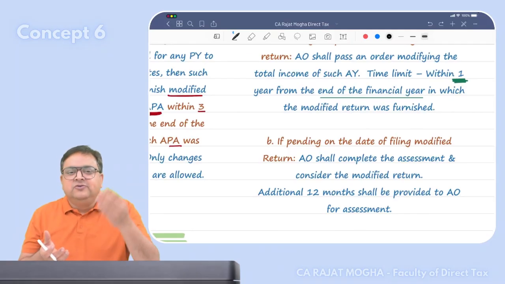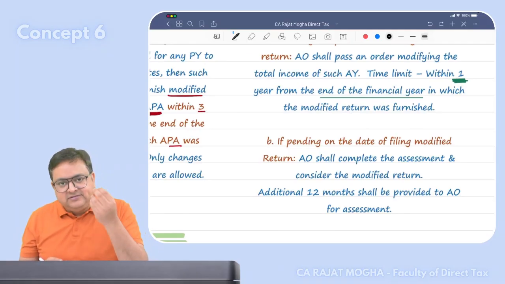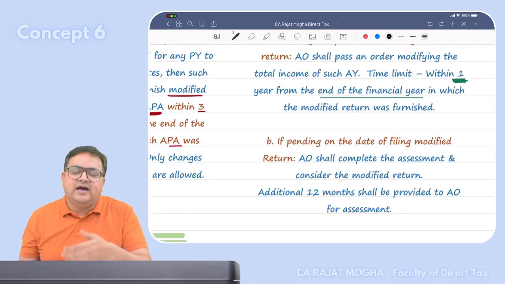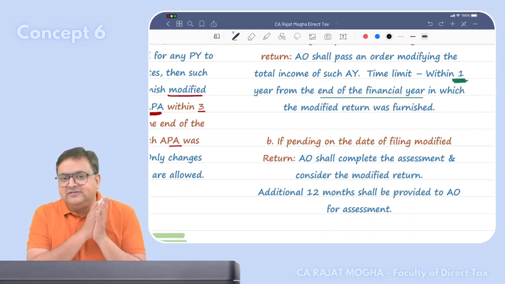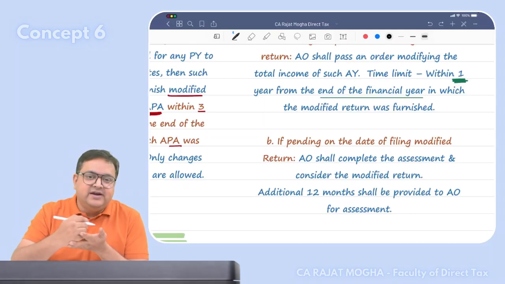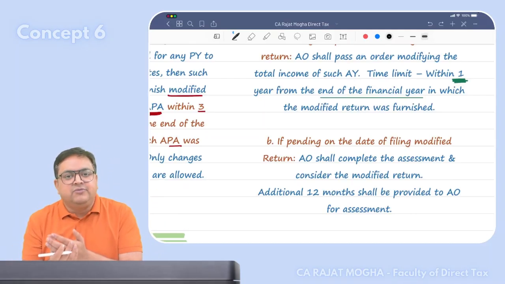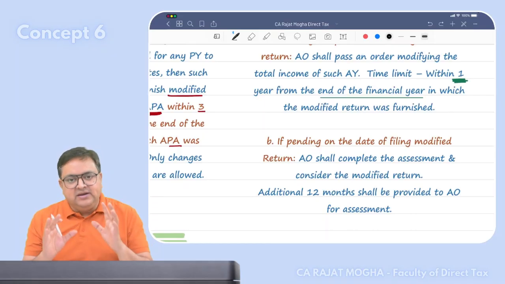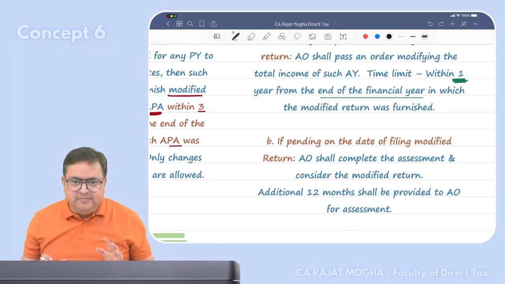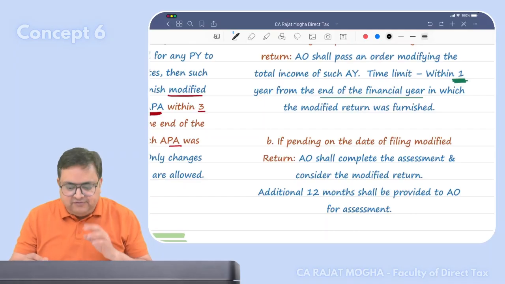And if it is pending, then there is no issue. Whenever this return is filed, you have to do the assessment as per the modified return. Let's say, for example, the assessment has not yet been completed, you have not yet signed it, and the assessee has given the modified return, so please do the assessment as per the modified return. But anyway, 1 year extra will be given to you whenever this APA is entered. So here also 1 year extra will be given to you.